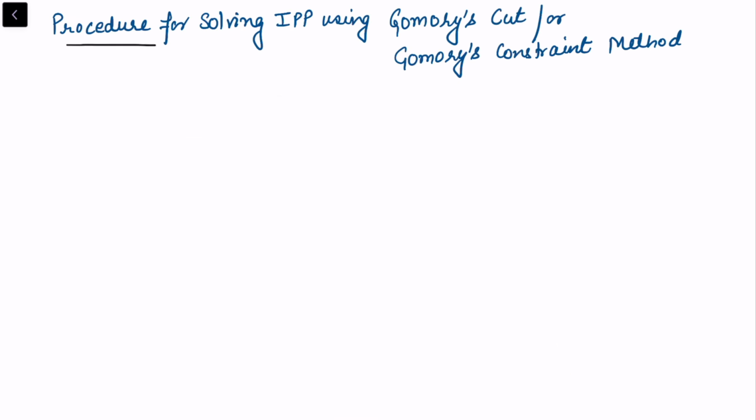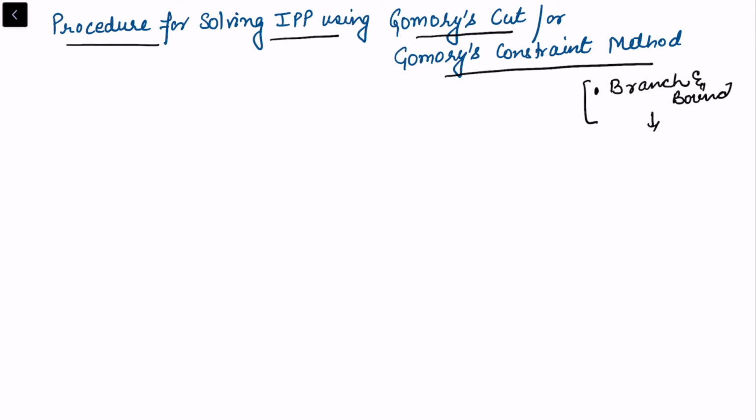For this, we'll look at the procedure of solving IPP using Gomory's cut or Gomory's constraint method. In my last video, I have already discussed the branch and bound method for solving IPP. I have added the link in the description. That is also another method, but the restriction there is that we can solve the IPP only when two variables are there. In case there are more than two variables, then we have to look for the Gomory's cut or Gomory's constraint method. This is primarily based on the simplex method.